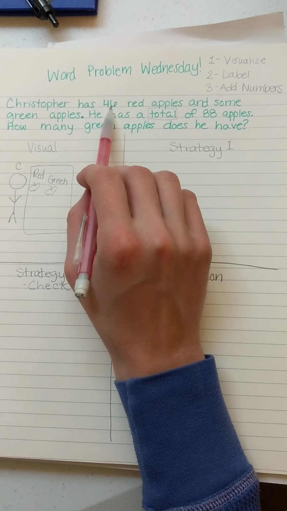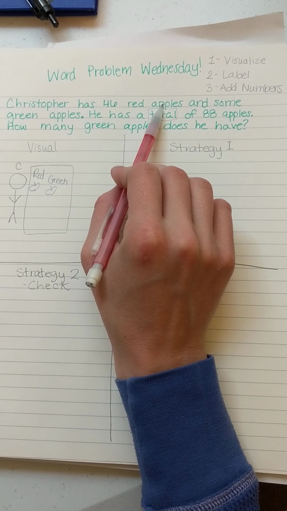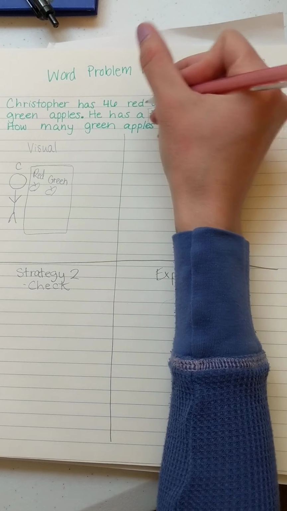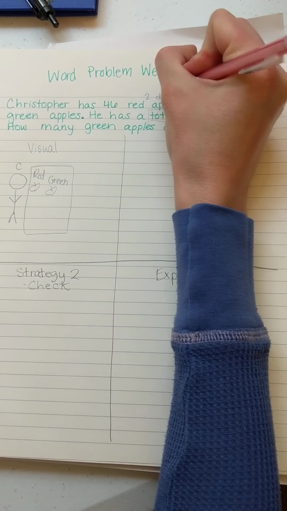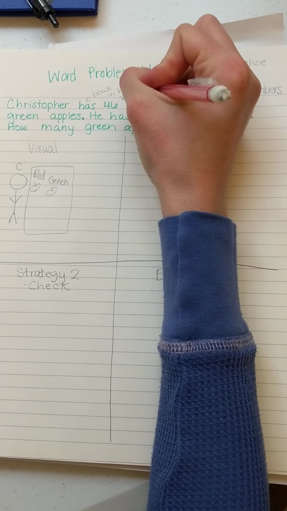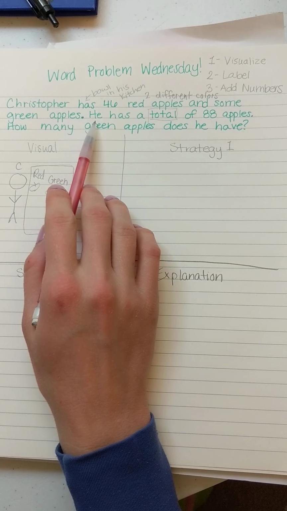Christopher has some red apples and some green apples. Okay, so I'm just going to put here 2 different colors of apples. And he has them. So that means like maybe they're all gathered in a bowl or basket in his kitchen. Or maybe he just picked them in a basket. I don't know. He's like gathering them together.